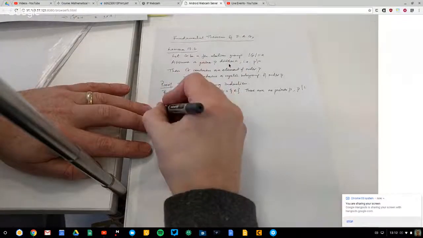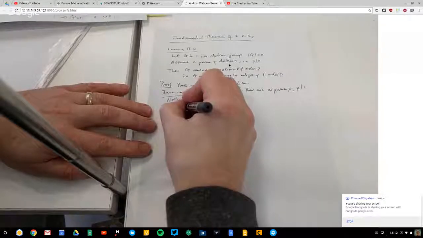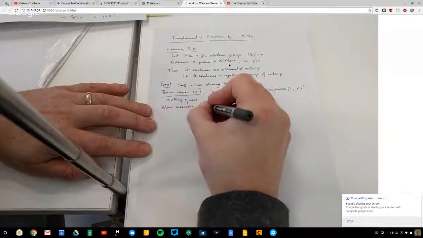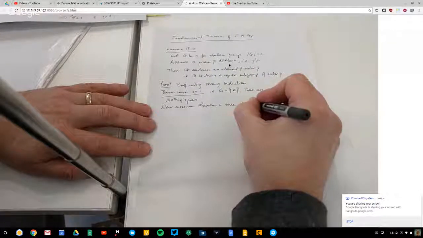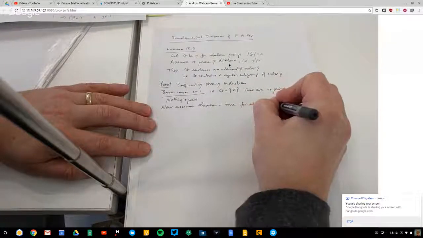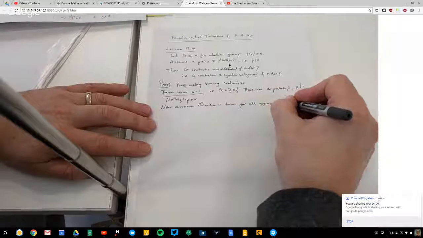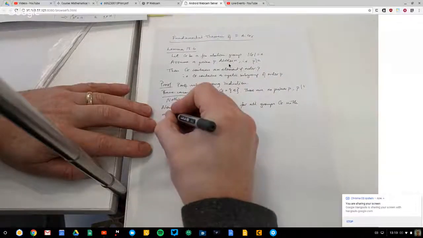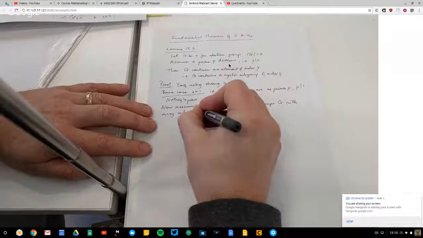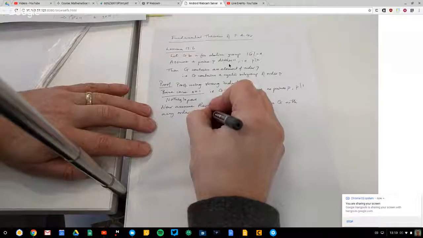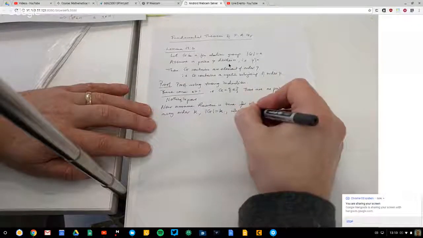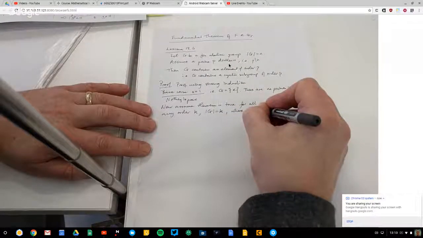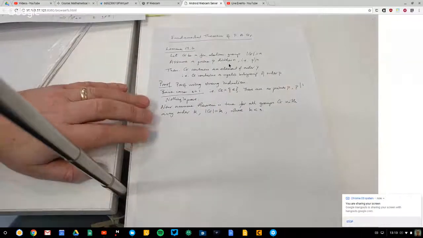So now we assume the theorem is true. Assume the theorem is true for all groups G with any order k. The order of G is k, where k is strictly less than n. Okay.